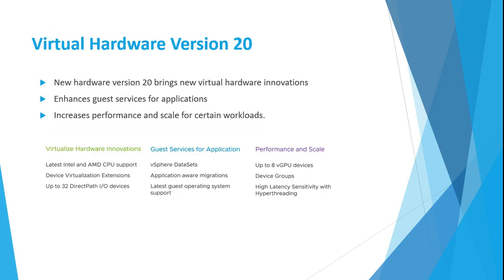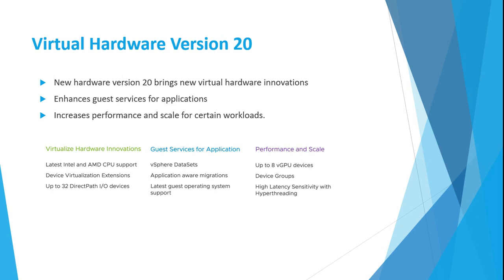Okay, so the virtual hardware version, if you are VI admins, you will know this already. It is version 20 now. VMware hardware version 20 brings new virtual hardware innovations, enhanced guest services for applications, and increased performance and scale for certain workloads. In virtualization hardware innovations, latest Intel and AMD CPU support has been introduced. Device virtualization extensions: up to 32 DirectPath I/O devices can be connected. So that's new.